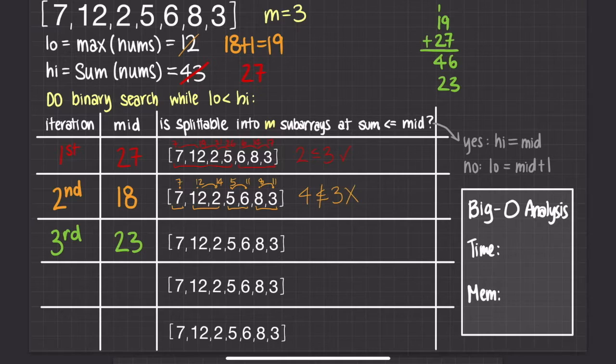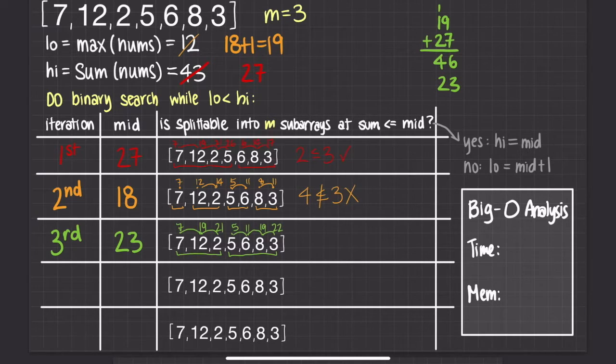Let's see if we can split our nums array into 3 subarrays with each sum being less than or equal to 23. We start at 7, move forward, gives us a sum of 19, move forward again, gives us 21. We can't continue anymore, so that's 1 subarray. We start again at 5, move forward, gives us 11, then we move forward again, gives us 19, move forward again, gives us 22.